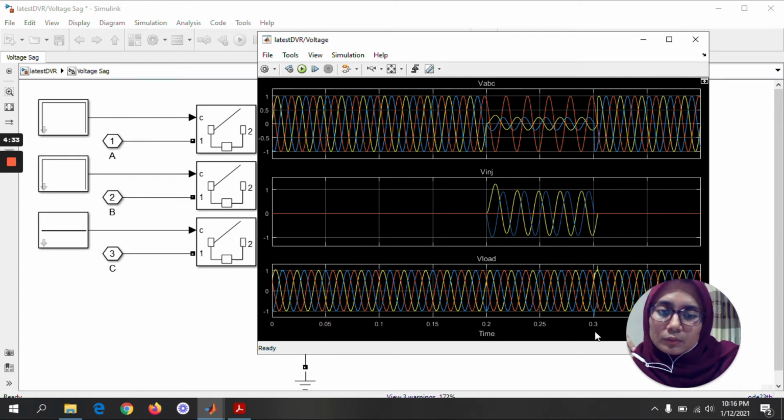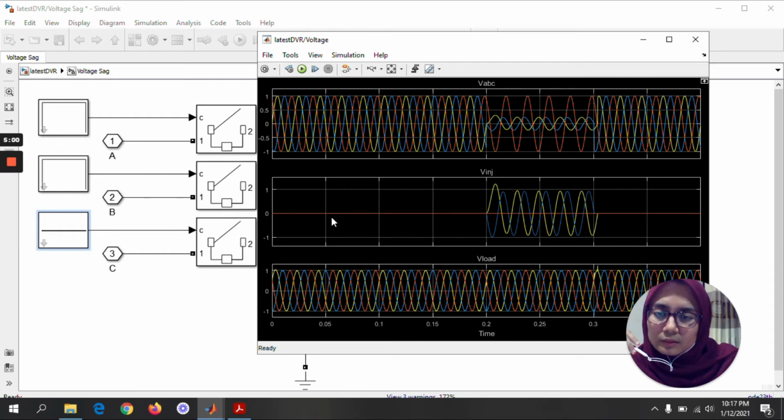Between 0.2 to 0.3, we have the sag condition after the step down transformer. So with the injection, which is the DVR, we restore the voltage sag and then deliver the stable condition to the load.